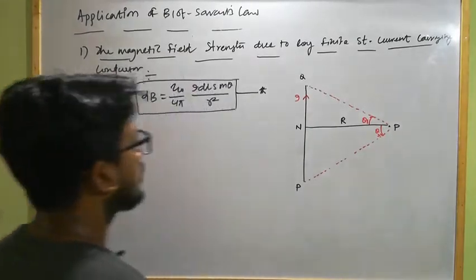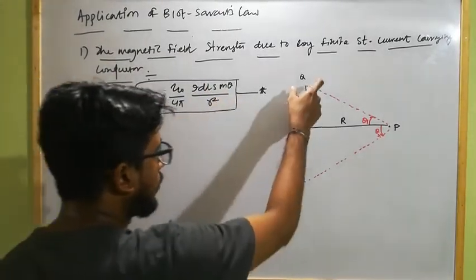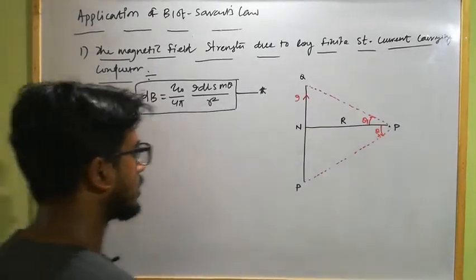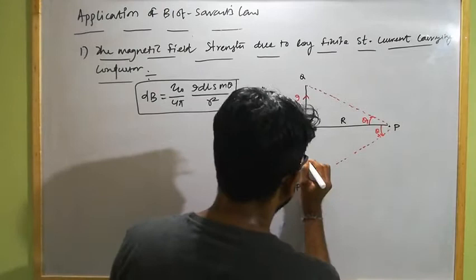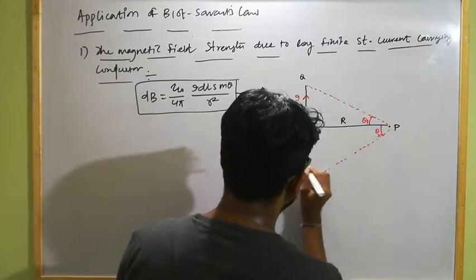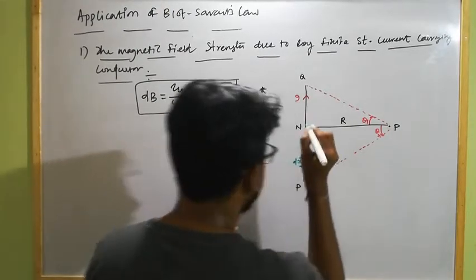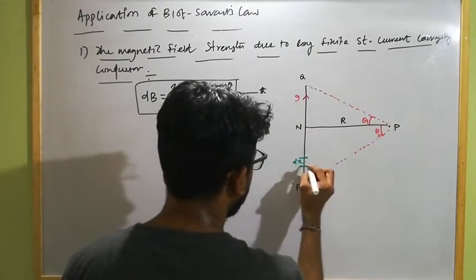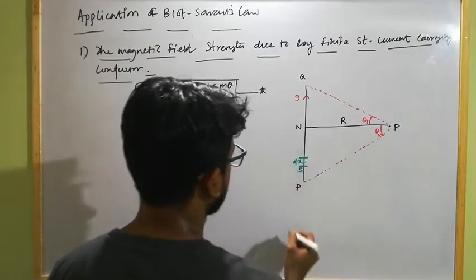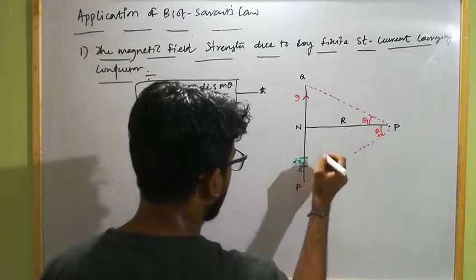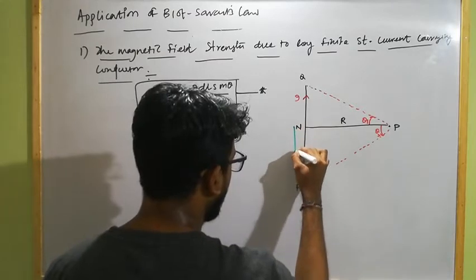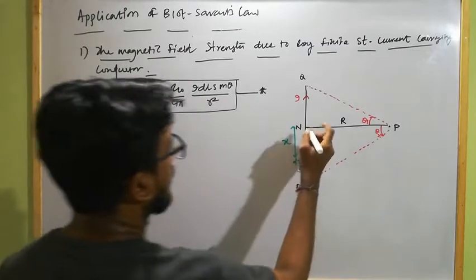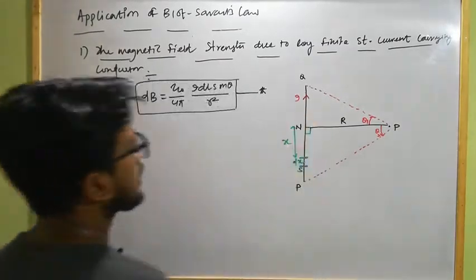For this formula, we have to first assume a current carrying element of this current carrying conductor. So let us assume a current carrying element at this point. Let this be the current carrying element of length dx, which is at a point. Let this point be named as S, and this current carrying element at point S is at a distance of x from the base of this perpendicular distance r.